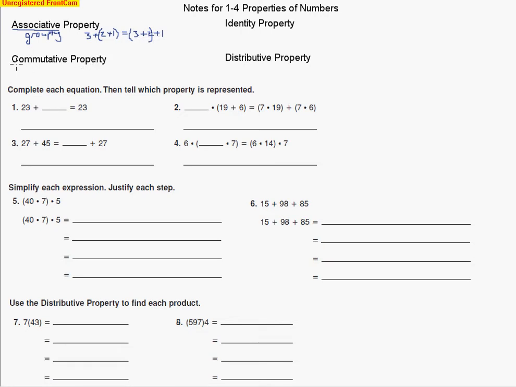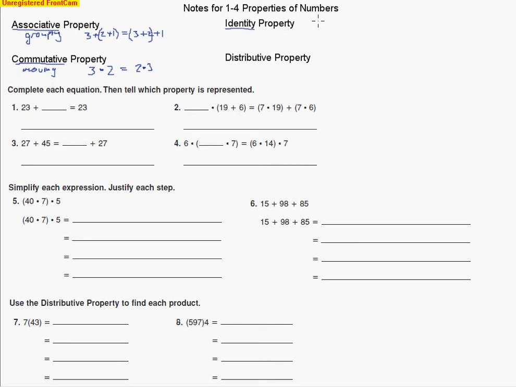The commutative property is the moving property. So you're looking for terms moving spaces. Again, it works with multiplication or addition. When we move terms, let's try a multiplication problem this time. 3 times 2 is the same as 2 times 3. I can move the 3 to the other side of the 2 and still multiply and get the same exact answer.